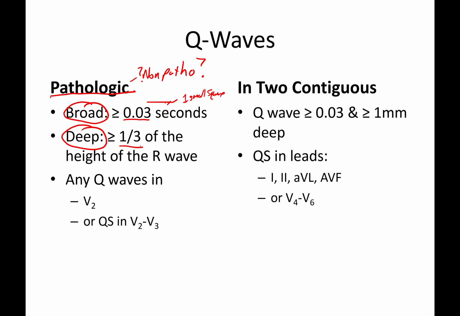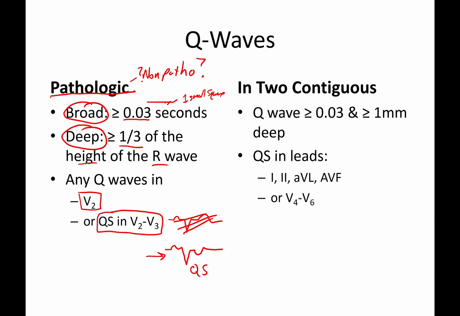And then it'll be 1/3 the height of the R wave, which is a little difficult to conceptualize until you see it and practice it. The other thing I will mention is any Q waves in V2 are worth looking into. That one really should never have Q waves present in it. Or if you have a QS shape, so you'd have a P wave, QS, T wave, or even worse, P, QS with an inverted T, that's pathologic as well, and that's definitely worth digging into, a QS wave.